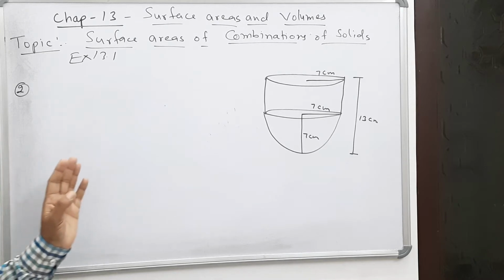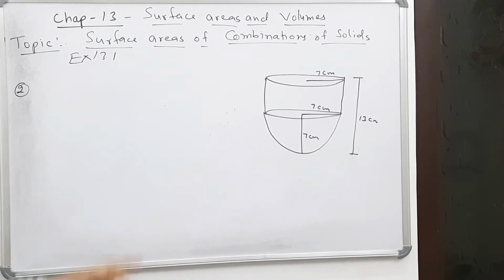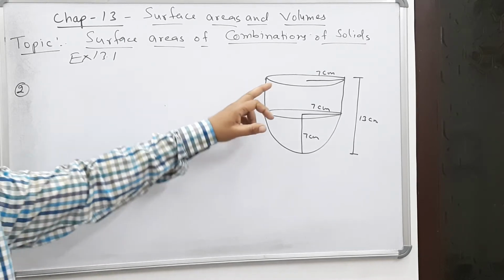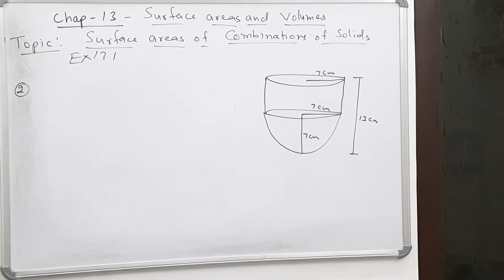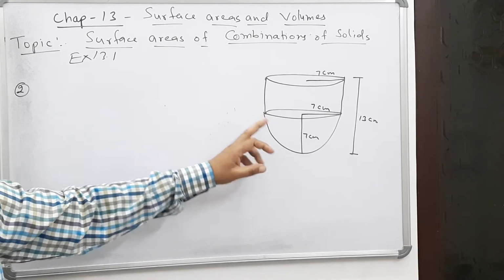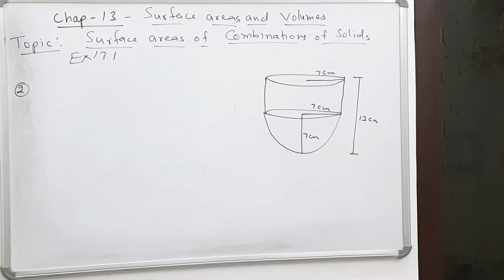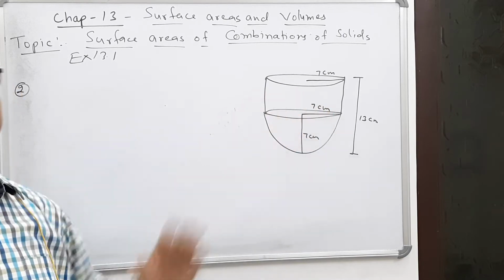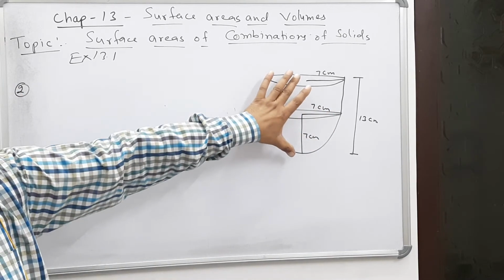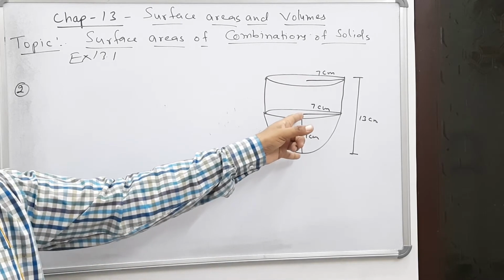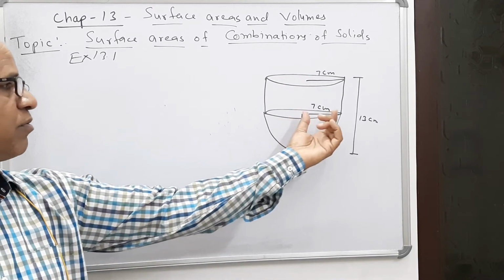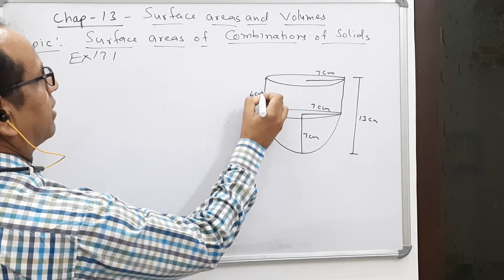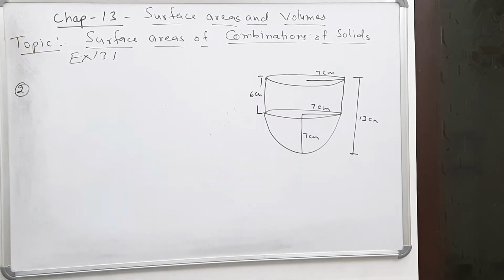Now the second problem: a vessel is in the form of a hollow hemisphere mounted by a hollow cylinder. The total height of the vessel is 13 centimeter and the diameter of the hemispherical part is 14 centimeter. So the radius will be 7 centimeter. Now you see this total length is 13 centimeter. This will be 7 centimeter, because in a hemisphere, whatever is the radius, that will be the height. So what will be the height of the cylindrical part? Definitely it will be 6 centimeter.